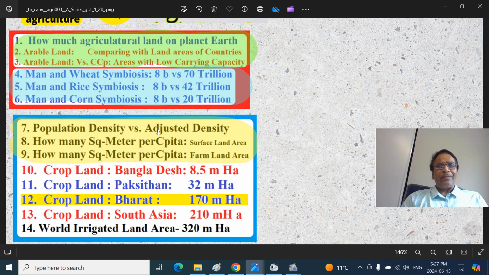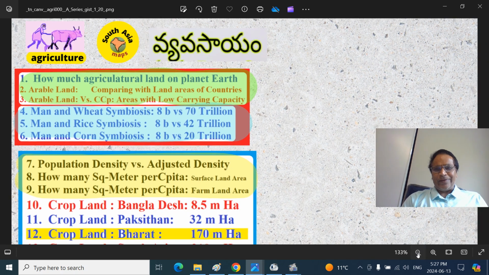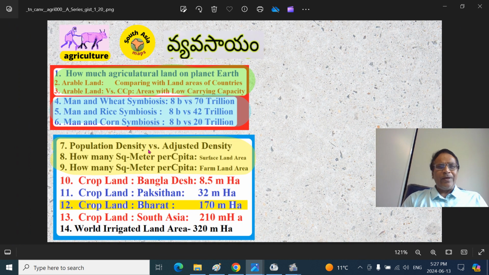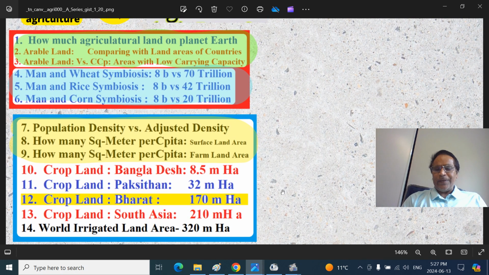This is our series, Mitranam. This is the agriculture series. You see the agriculture icon here, Vyasayamu. We are discussing part 9 today. How many square meters per capita of farmland is available? In the previous part 8, I discussed the same concept, that is the surface area, land area, real as well as adjusted, taking away the deserts, mountains and so on, per capita humans get in terms of square meters.